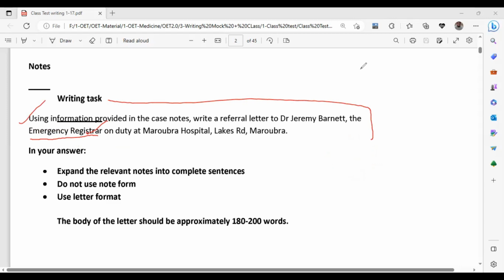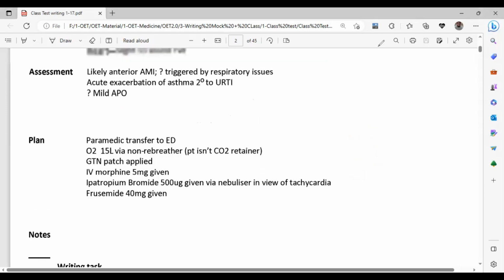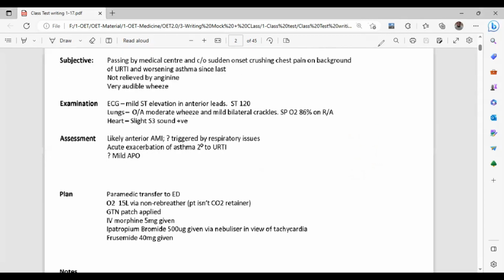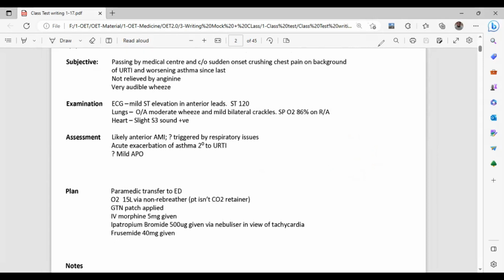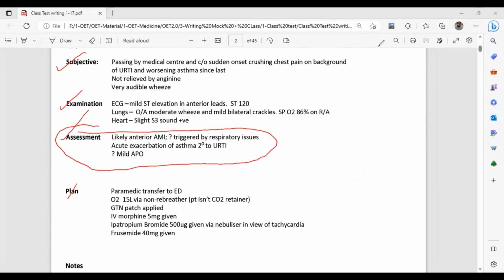After that, move on and read this last part. In this last part, you can see the presenting complaint, the examination, and the assessment plan. This assessment is the most important thing.